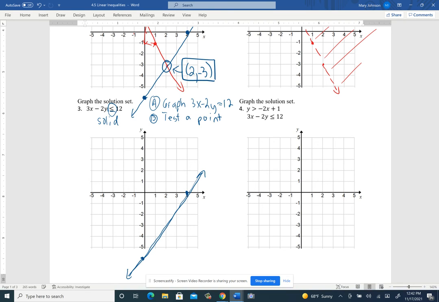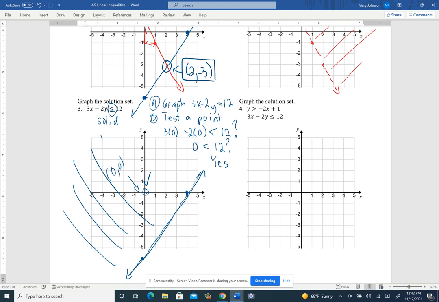It can be any point that's not on the line. You know, I might choose this point. That's an easy one to plug in, the point 0, 0. So if I'm testing 0, 0, I'd plug 0 in for x, 0 in for y, and I'm seeing whether it makes the inequality true or not. If I put a 0 in for both x and y, I'd get 0. And then I'm being asked, is 0 less than 12? Okay. And my answer would be yes, 0 is less than 12. So 0, 0 worked. This is a solution. So I'm going to shade the side that contains 0, 0.